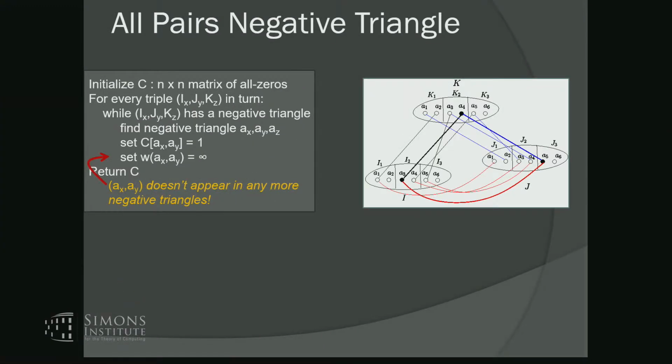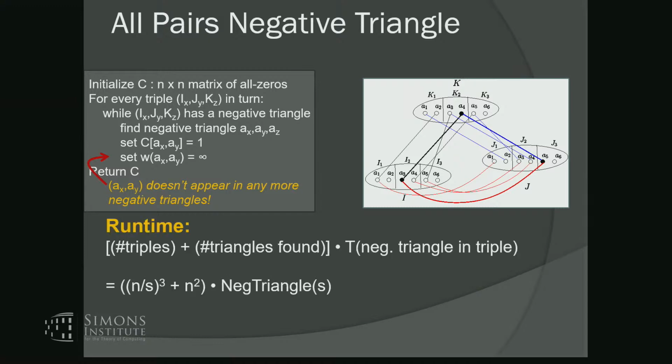Okay, so now you can do the running time analysis here, and you can say, okay, what is the running time? Well, it's the number of triples, because for each of the triples, we ran a negative triangle algorithm. But then additionally, every time we found a negative triangle, we ran it again on that same triple until we didn't find any more. And so the running time is going to be the time for negative triangle times the number of triples plus the number of triangles that we found.